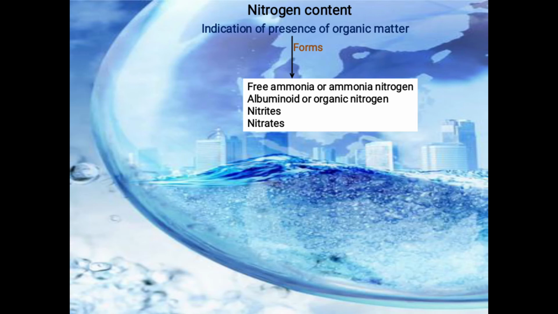For potable water, free ammonia should not exceed 0.15 milligrams per liter. Organic nitrogen should not exceed 0.3 milligrams per liter. Nitrites present in potable water should be nil. And the nitrate concentration in domestic water supplies is 45 milligrams per liter.